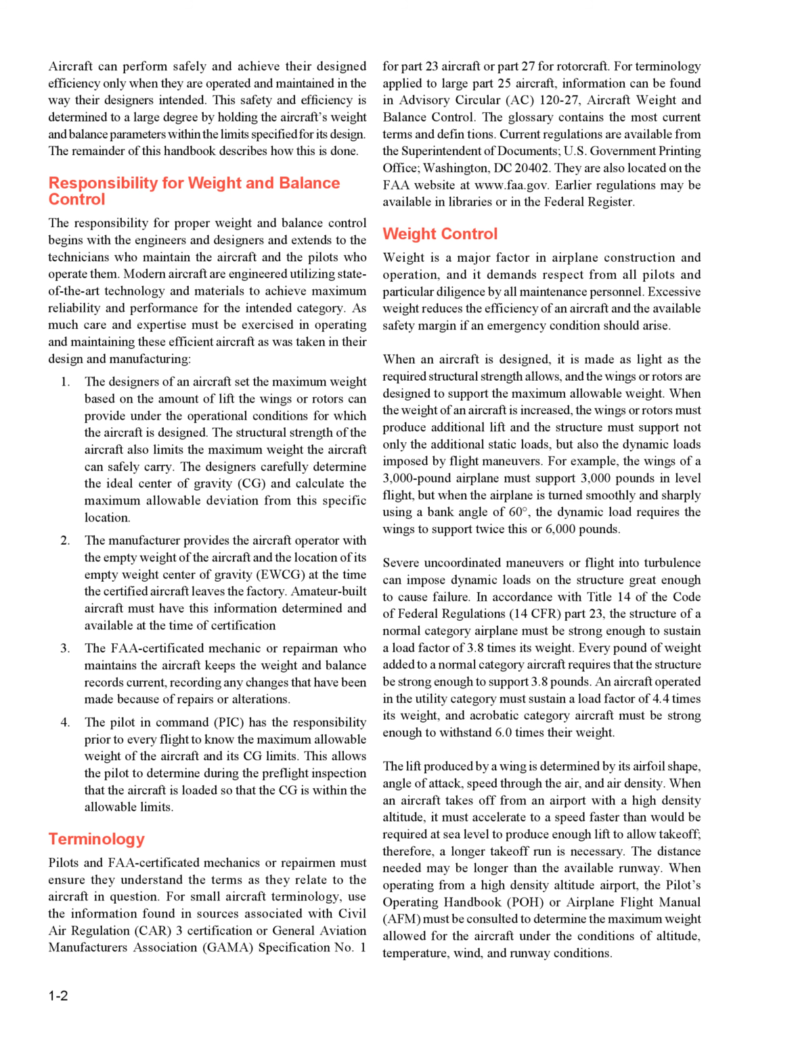2. The manufacturer provides the aircraft operator with the empty weight of the aircraft and the location of its empty weight center of gravity (EWCG) at the time the certified aircraft leaves the factory. Amateur-built aircraft must have this information determined and available at the time of certification. 3. The FAA certificated mechanic or repairman who maintains the aircraft keeps the weight and balance records current, recording any changes that have been made because of repairs or alterations.